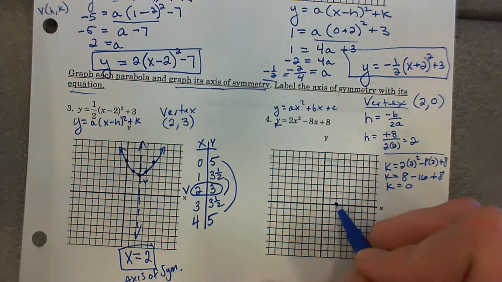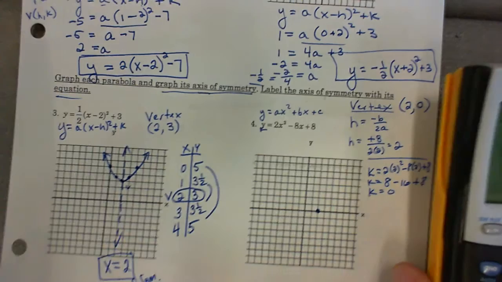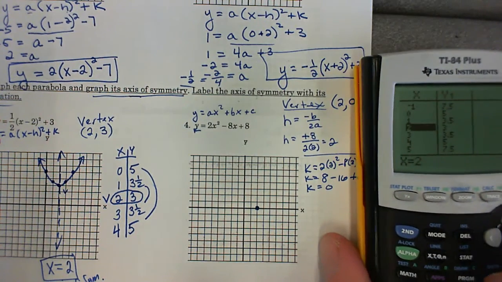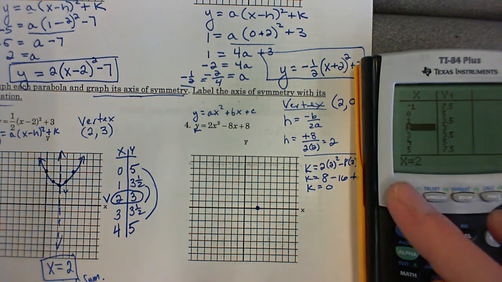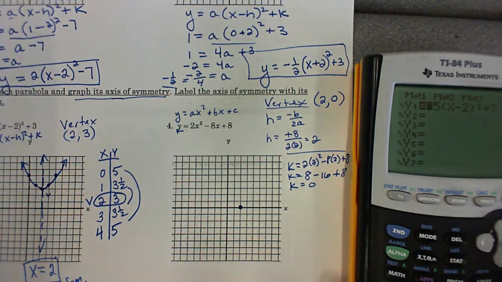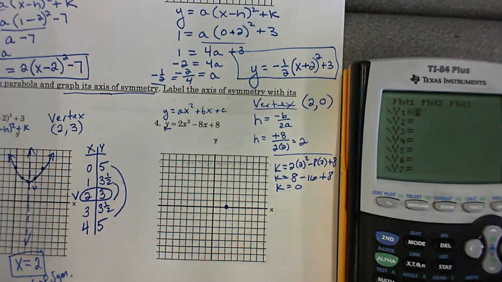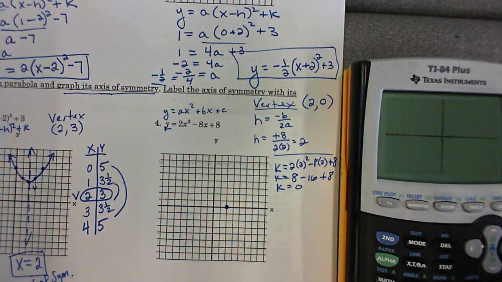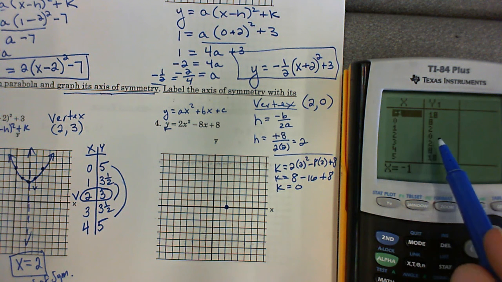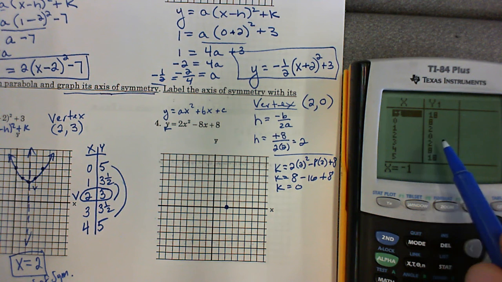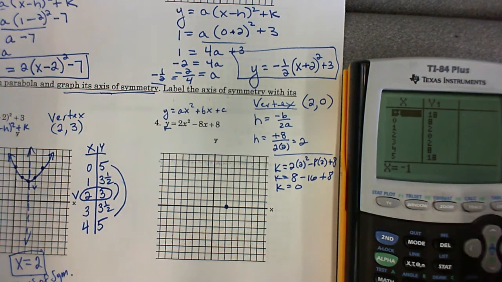Okay, let's go ahead and plug this in the calculator and see if we get the same thing, because we did a lot of arithmetic. So here, if we clear this out, we have 2x squared minus 8x plus 8. We hit graph. Does it look like it goes through 2 comma 0? It does. So 2 comma 0 looks like that's the vertex. We've got a pair of 2s, pair of 8s, pair of 18s.